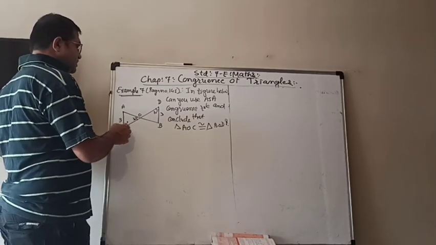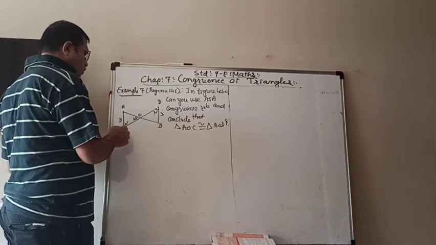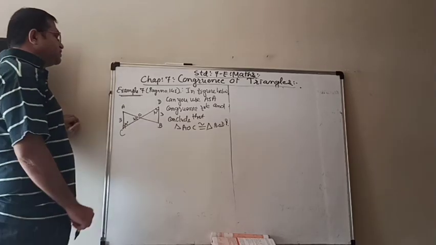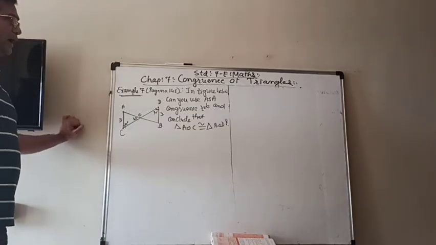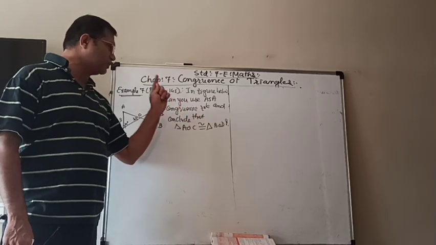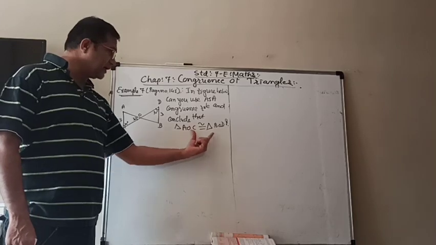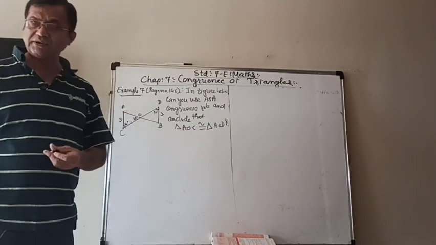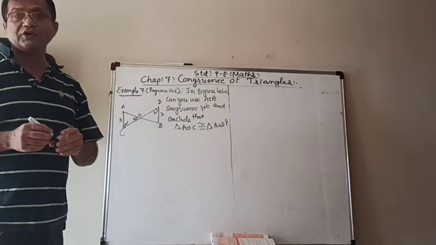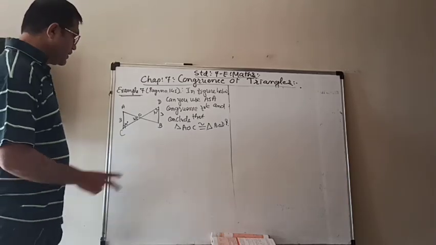This angle C and this angle D are 70 degrees, and here angle AOC is given as 30 degrees. And they ask, can you use the ASA congruence rule and conclude that triangle AOC is congruent to triangle BOD? Now if you look at these figures, check here.